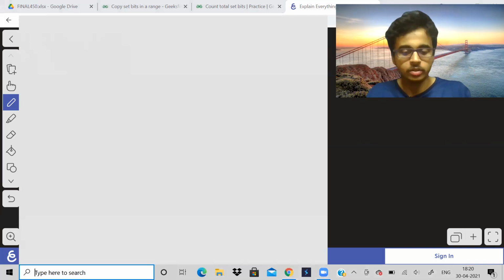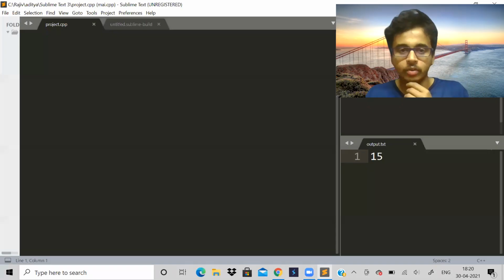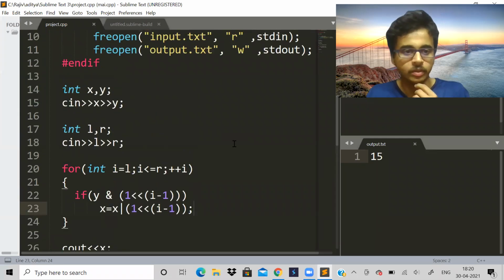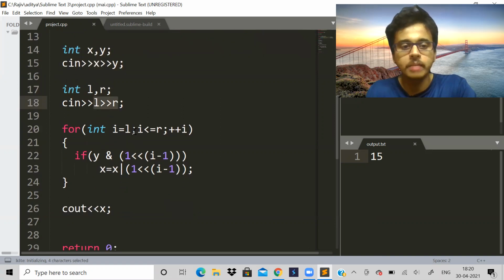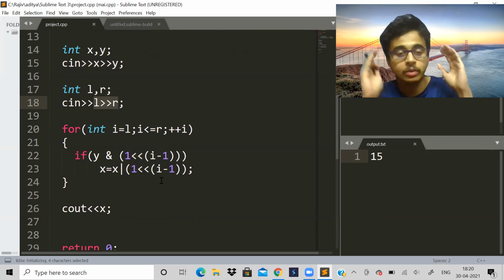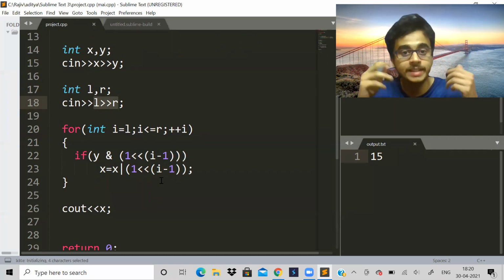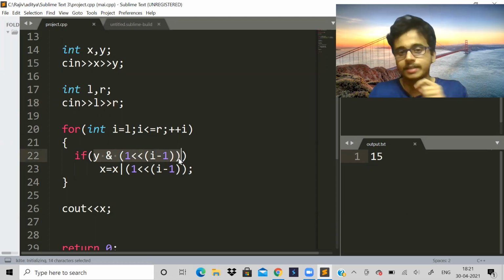So I will just show the code now. I have already opened it. I have coded it actually. So see, I've taken the input X and Y, and I've taken input L and R. I'm running a for loop from L to R. I have to run the for loop because in those positions I have to check for set bits in Y. How to check if a bit is set or not in Y? Like this.